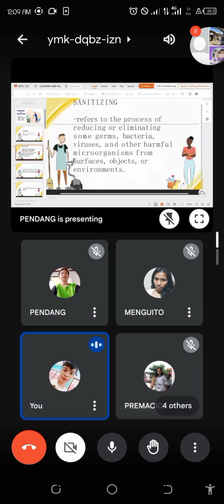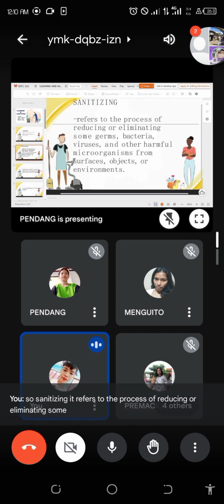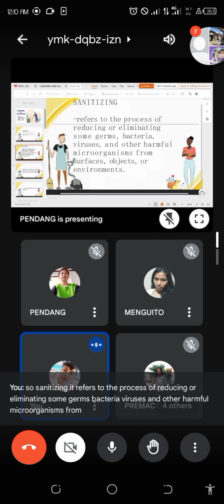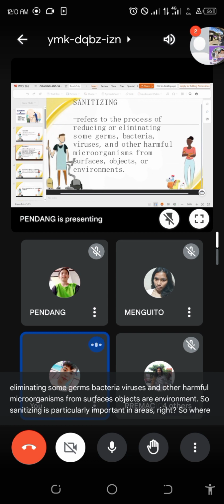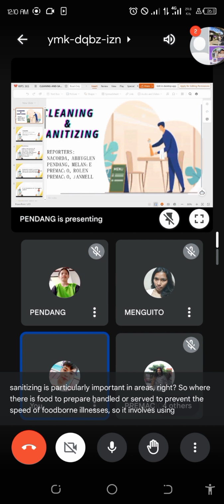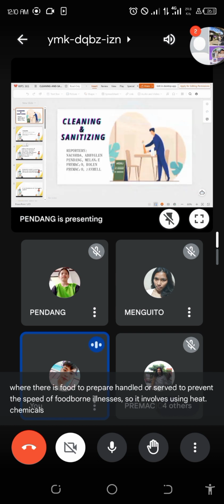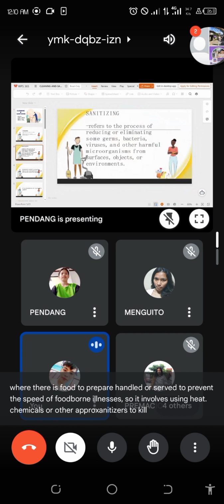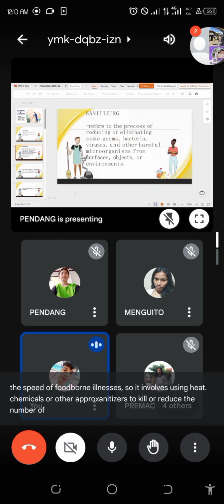So, sanitizing refers to the process of reducing or eliminating germs, bacteria, viruses, and other harmful microorganisms from surfaces, objects, or the environment. Sanitizing is particularly important in areas where food is prepared, handled, or served to prevent the spread of foodborne illnesses. It involves using heat, chemicals, or other approved sanitizers to kill or reduce the number of microorganisms to safe levels.